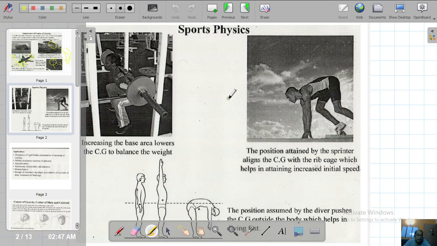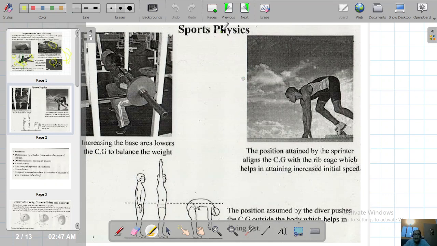You can see whenever someone is lifting these heavy loads, he has to increase the base area to lower the center of gravity to balance the weight. This swimmer, if you look at it, basically pushes the center of gravity outside his body in order to maintain a greater thrust when he's diving in the swimming pool. And same with this sprinter: if you look at it, he's aligning his body, aligns the center of gravity with the rib cage, which helps him attain more initial speed.